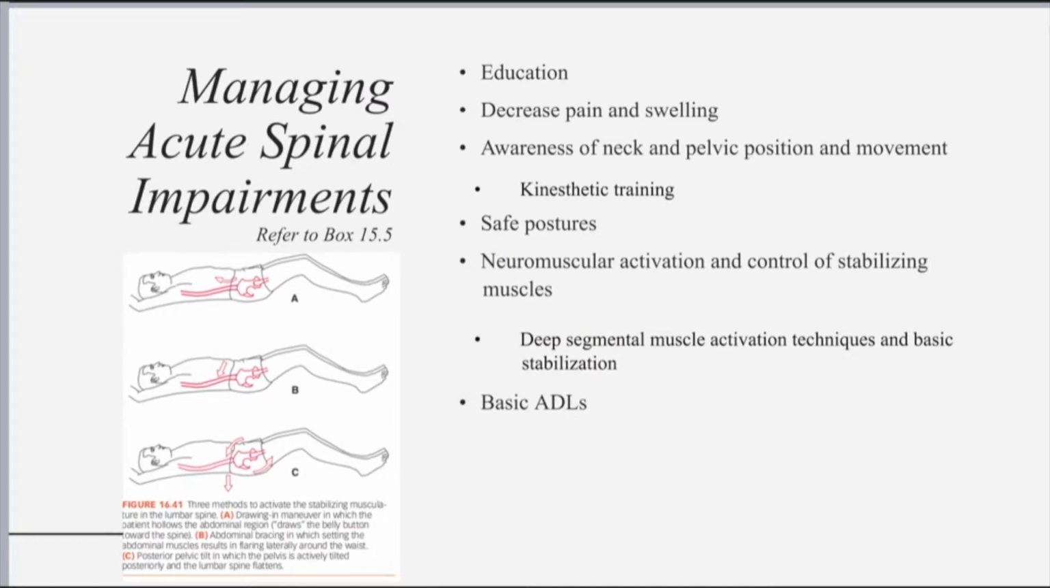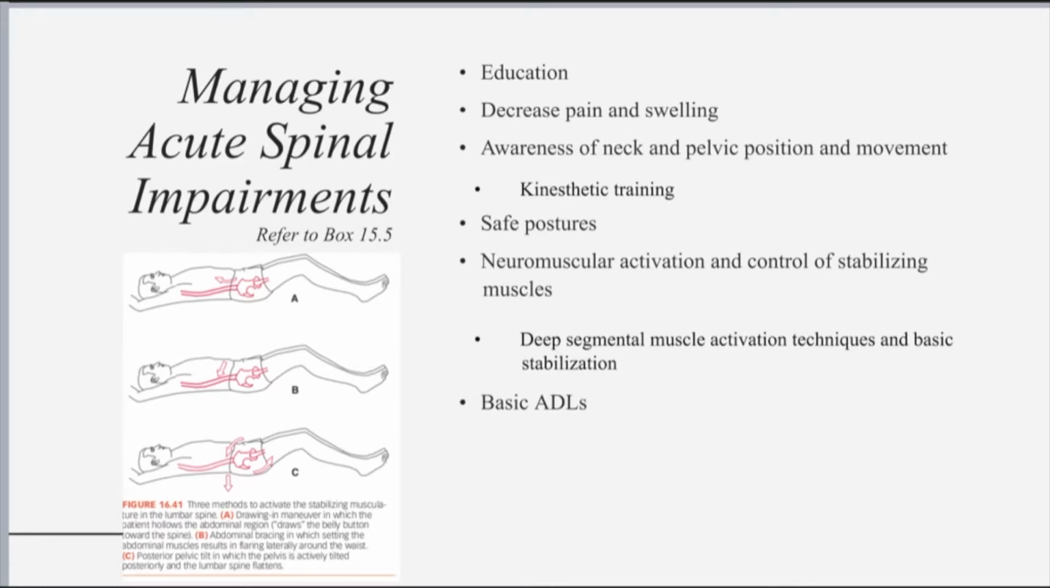For managing acute spinal impairments, the primary goals are decreasing pain and swelling. However, it is important to begin kinesthetic training of neutral or functional spinal posture, move in pain-free range, increase awareness and activation of deep segmental muscles, and begin basic functional training. Flexion and extension bias can be used at this point depending on the patient needs.